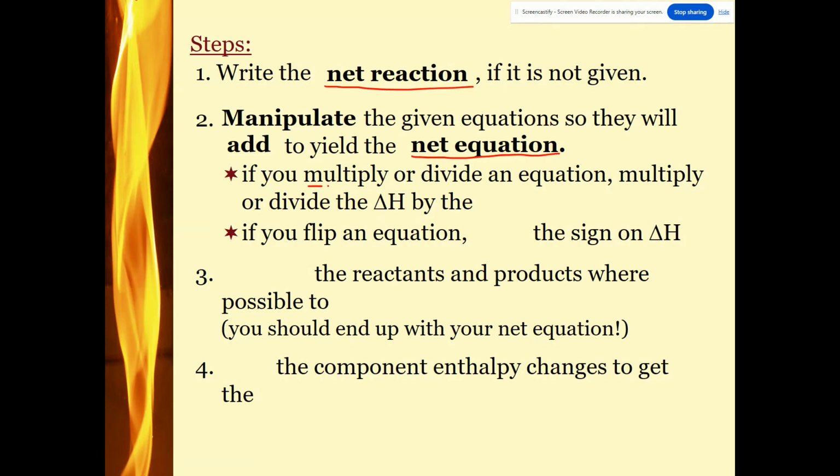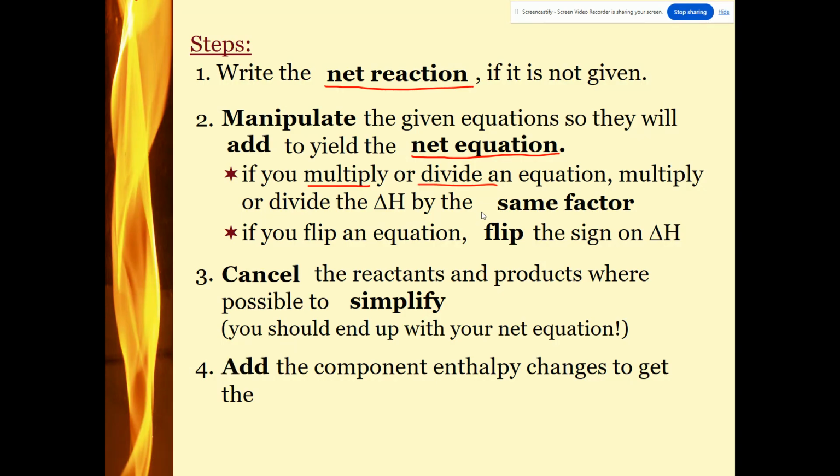You can multiply or divide reactions by a whole number or a fraction. Whatever you do to the reaction, you do the same factor to the delta H. Or you can flip an equation. When you flip an equation, if it was endothermic, it becomes exothermic. If it was exothermic, it becomes endothermic. So you're going to change the sign. Then, like I said, you're going to cancel everything out and simplify, and you should end up with your net equation. If you do, then you can just add all the enthalpy changes to get the net enthalpy change.